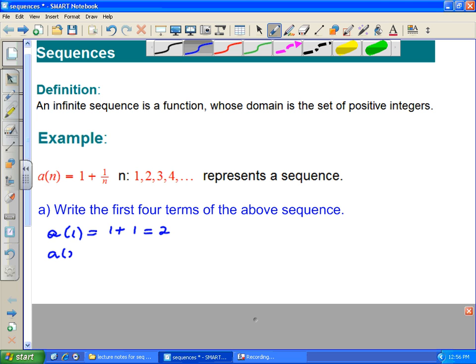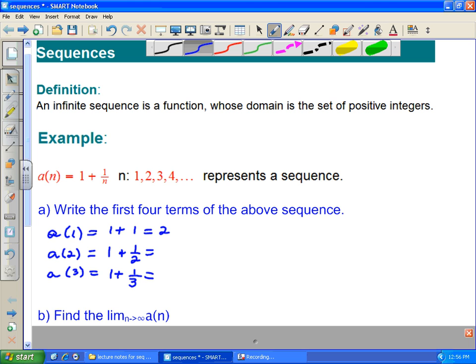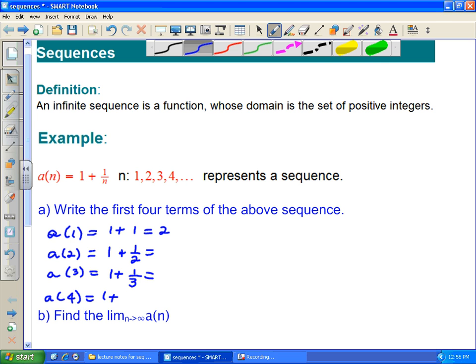What is the second term of this sequence? 1 plus 1 over 2. So just write out the first 4, because the second question I'm going to ask is, what is the limit of the sequence? Can we predict based on the first few elements? So let's write the decimal values for some of these. The next one is 1.5. The next one is 1.33. The next one is 1.25.